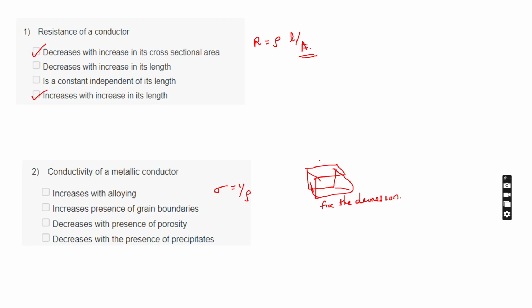So if you fix a material with a particular volume, we cannot say that it increases with alloying. Similarly, increasing the presence of grain boundary is also a wrong answer, because it will not increase the presence of the grain boundary. It will be a fixed volume, so it will be the same. Decreases with presence of porosity, that is correct, and decreases with presence of precipitate.